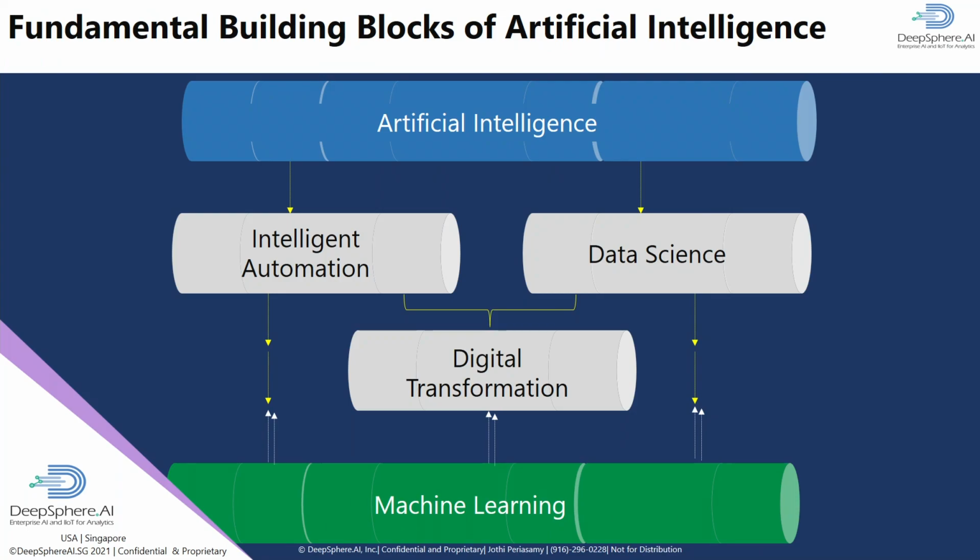Okay, so now let's get to the point. How is all of it possible? We were talking about intelligent automation, we were talking about data science, we are talking about digital trends. How is it all possible? So this is where machine learning comes into the picture.